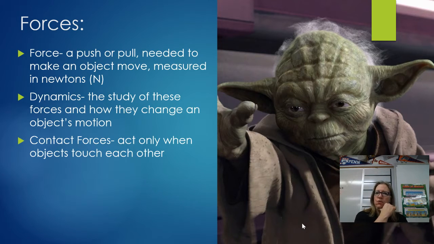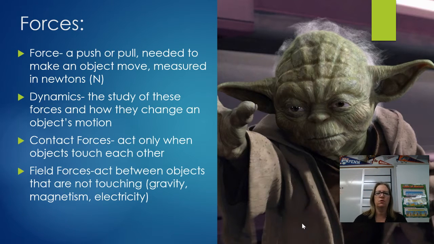We have contact forces, which only act when the objects touch. So if I get, I don't know, hit with a dodgeball, that would be considered a contact force because the ball actually made contact with me. That force would be applied to me, okay? If I get hit by a car, obviously there's going to be a big reaction to that, also a contact force. But there are also field forces which can have an effect on an object without actually touching, okay?